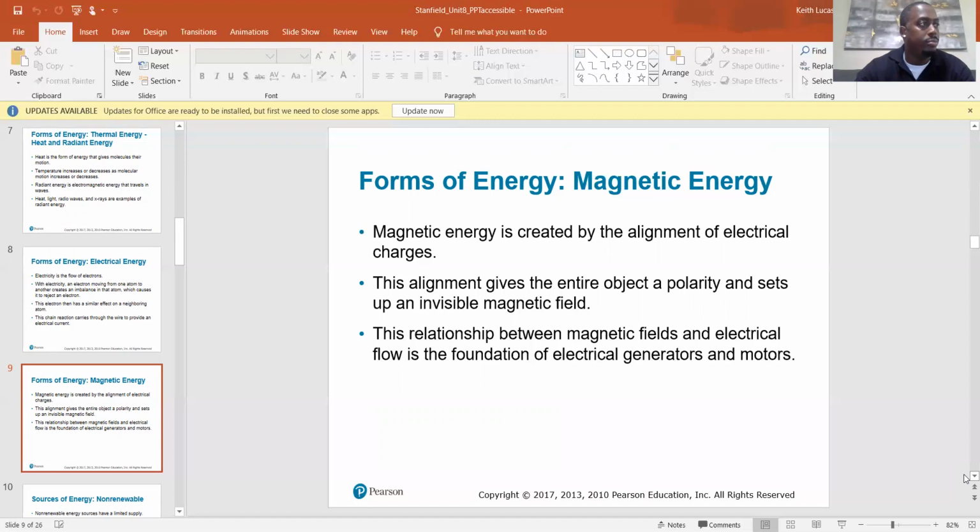Let me grab my contactor really quick. Take this away for a quick second.